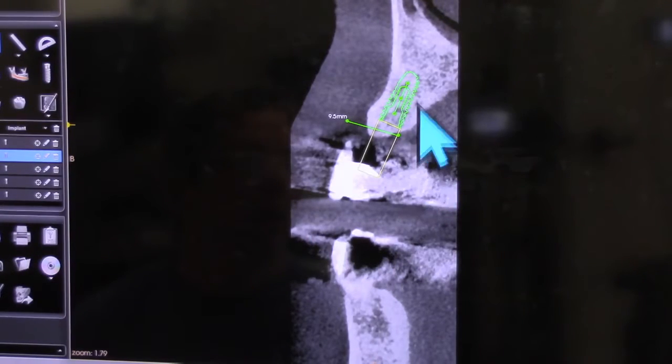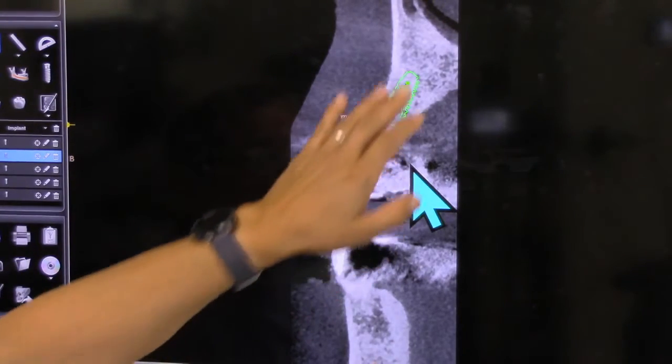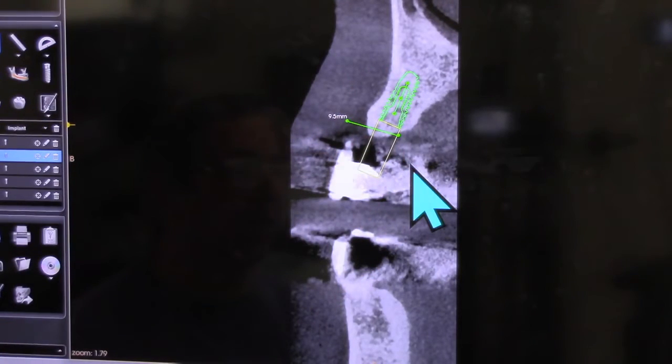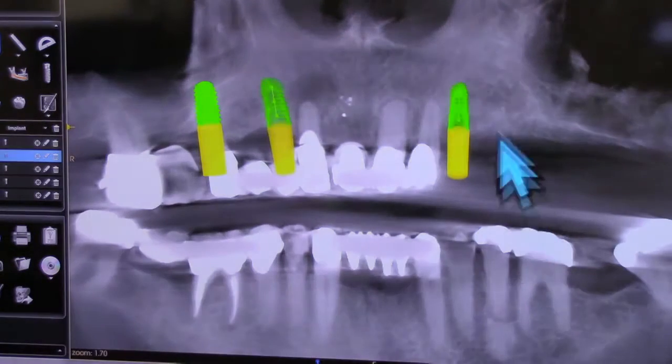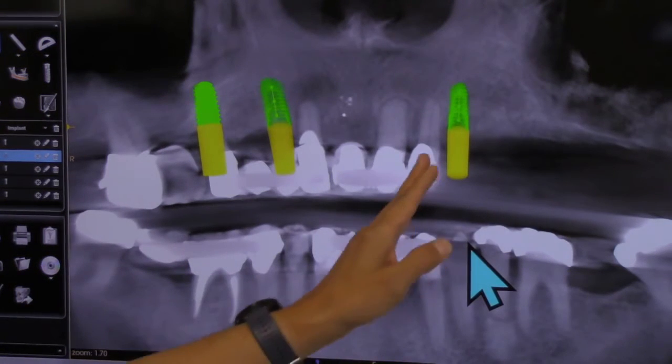Here's an implant that we can put in effectively. We have good sound bone all the way around that implant, so we like that a lot. Now the next implant site that we would choose is something way over here in the canine position.